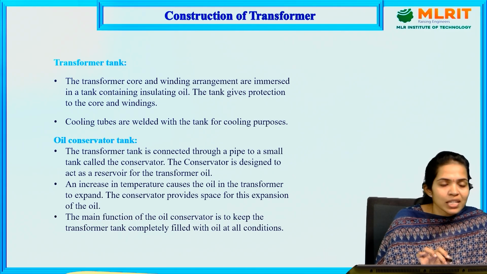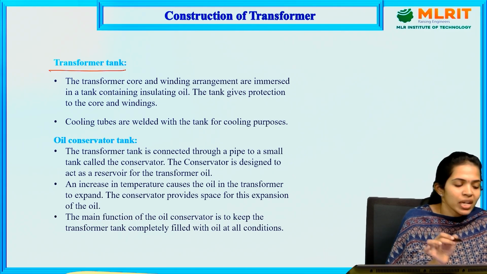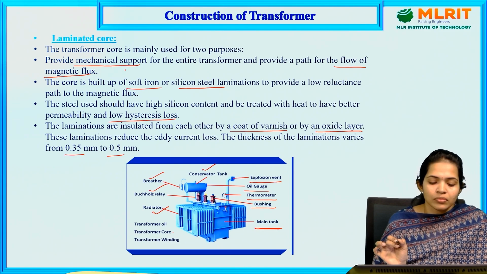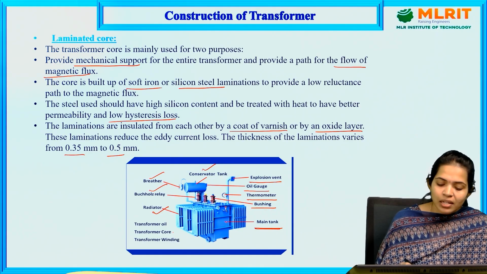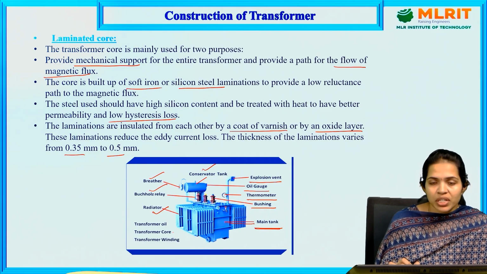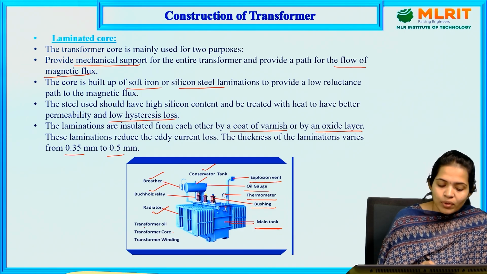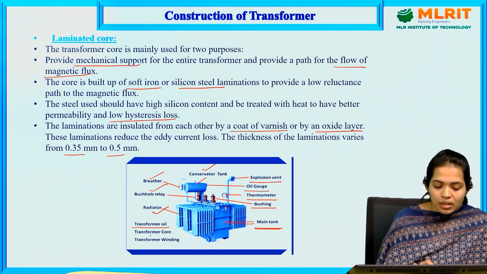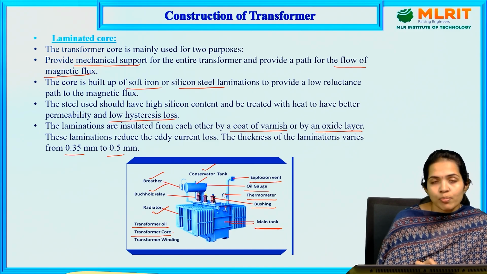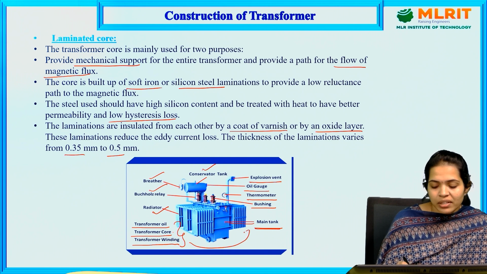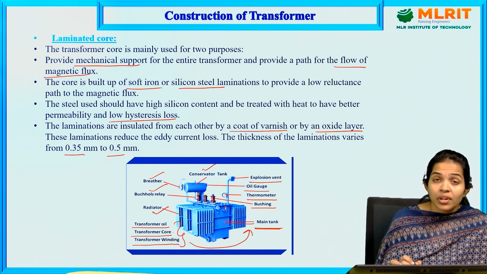Moving to the next part, that is nothing but the transformer tank. We can see the transformer tank as the main tank, which is mentioned in this figure. In this main tank, which is an airtight tank, there is transformer oil and also the transformer core. Upon the core, the two windings are wound. All these are housed inside the main tank, which is called the transformer tank, and it is an airtight container.